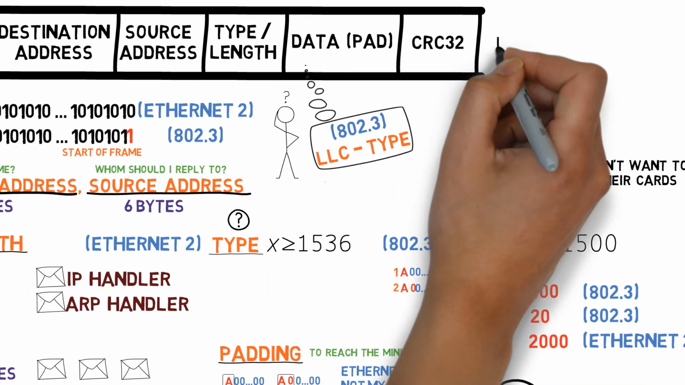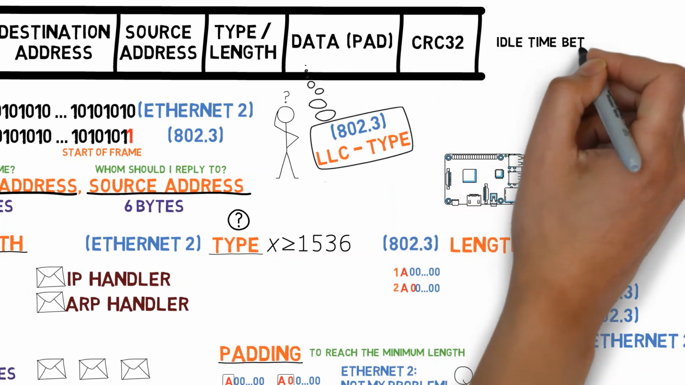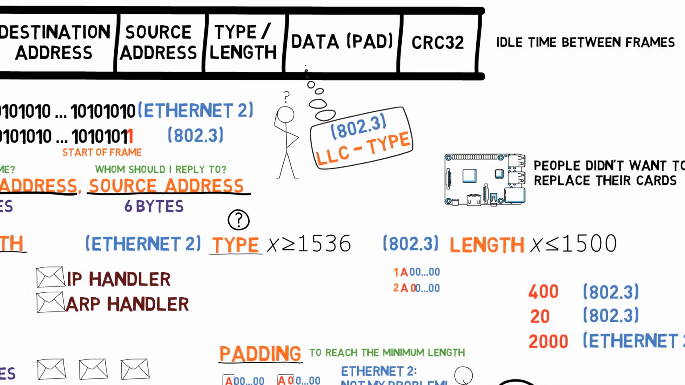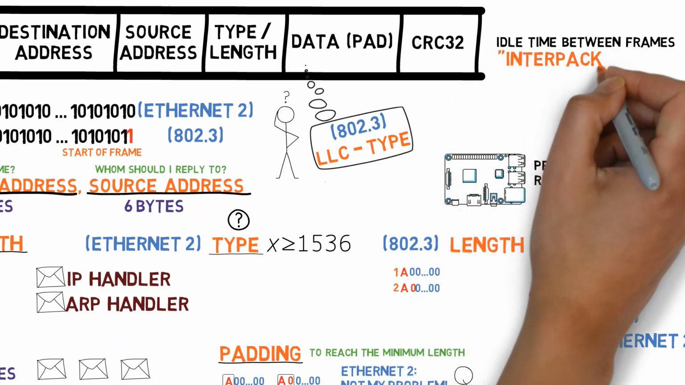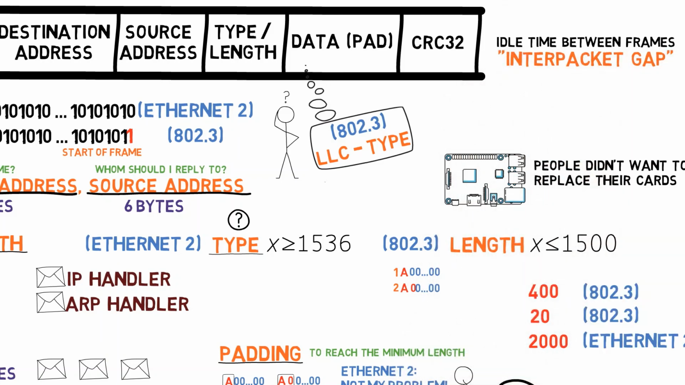After an Ethernet frame is sent, transmitters will wait a very short period of time before transmitting the next frame in order to allow the receiver to know that the transmission of a frame is over. This idle time between frames is called the inter-packet gap, and this is basically the framing method of Ethernet.